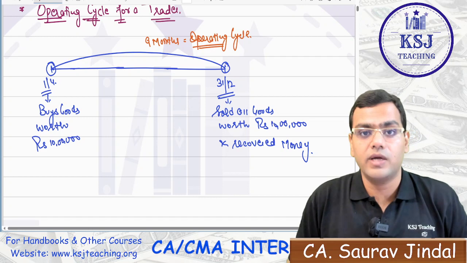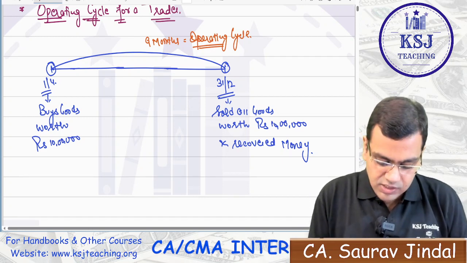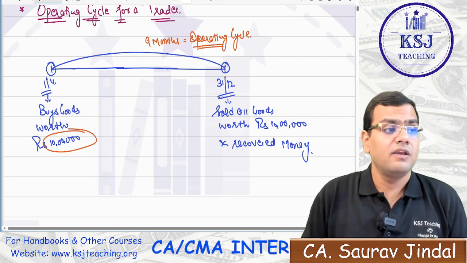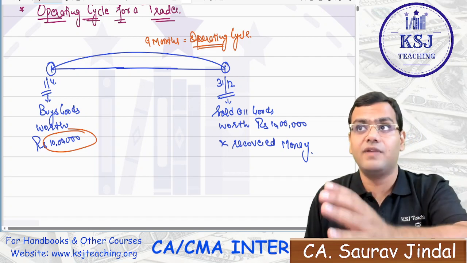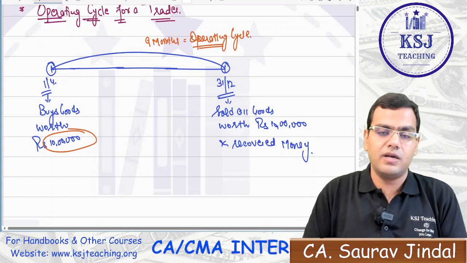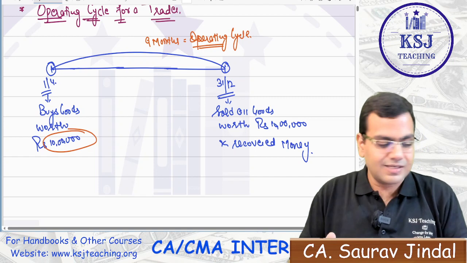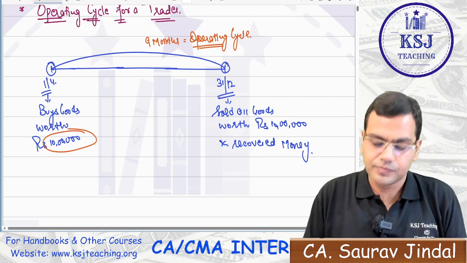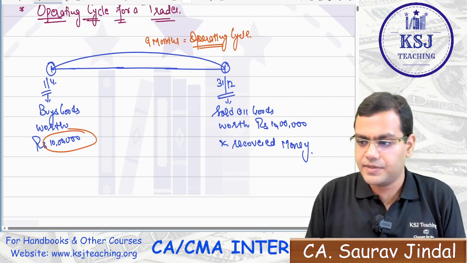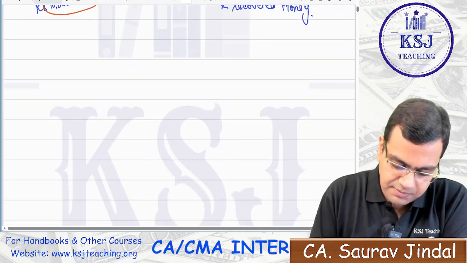He will require working capital to meet his day-to-day expenses, because he has already invested a huge amount here, which is going to be recovered after a period of 9 months. So during those 9 months, he requires the money for meeting his day-to-day expenses, right? So this 9 months is what is known as operating cycle, right? So this was operating cycle for a trader, which was comparatively a simpler one.